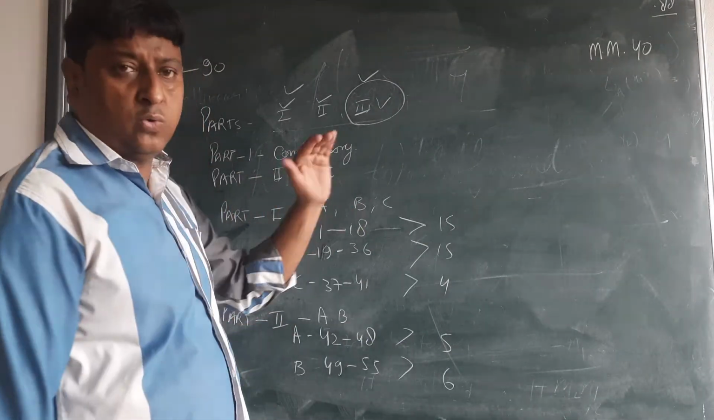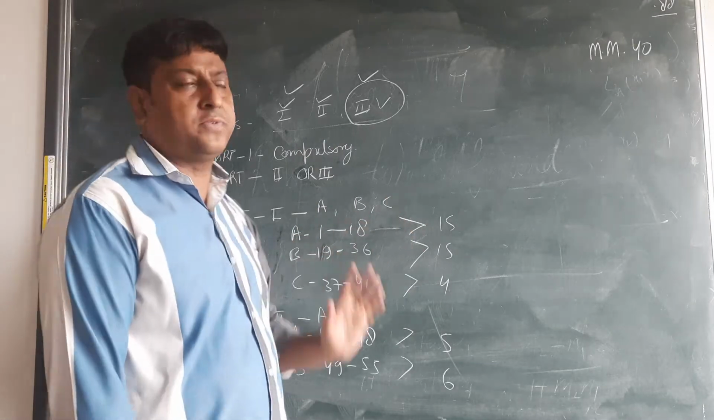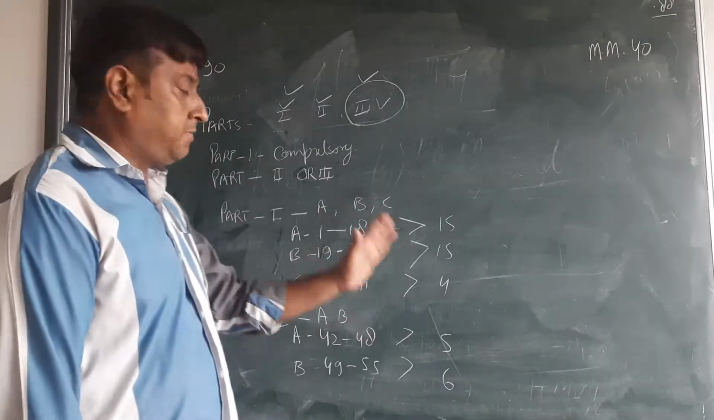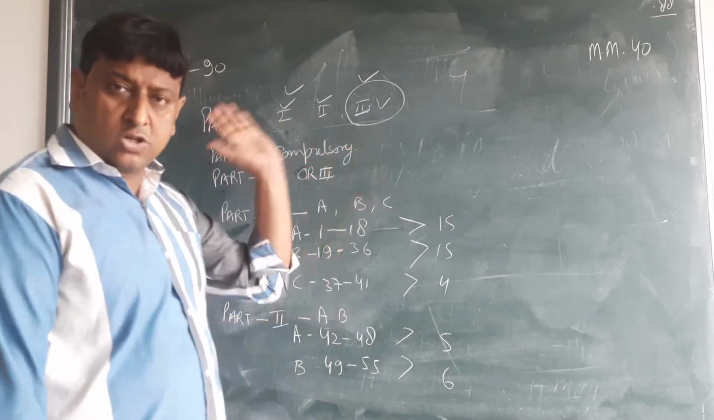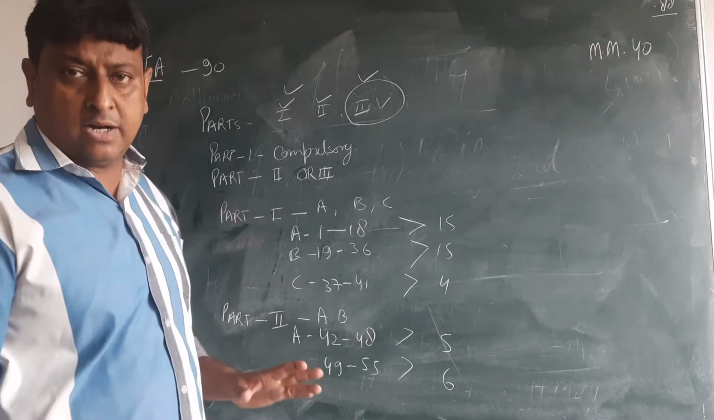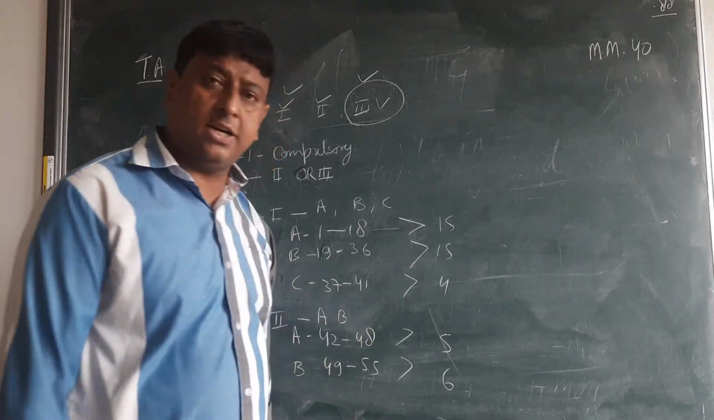Section A is 1 to 18. There are 18 questions, and you attempt only 15 questions. Section B is 19 to 36, again 18 questions, and you attempt 15 questions. Section C is 37 to 41. There are 5 questions but you attempt only 4 questions.